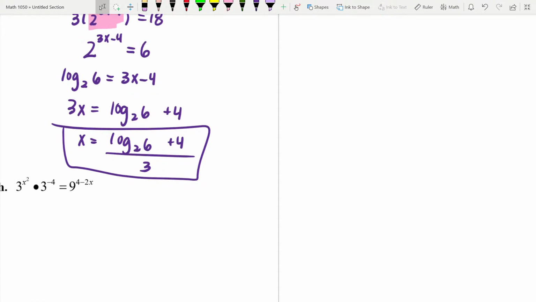Okay, let's make sure we don't get a nice number like 2 or something. Okay, everybody go parenthesis, log 6, close it off, divided by log 2, close it off, plus 4, close it, divided by 3, enter, and I don't get a nice number. What do I mean by nice number?